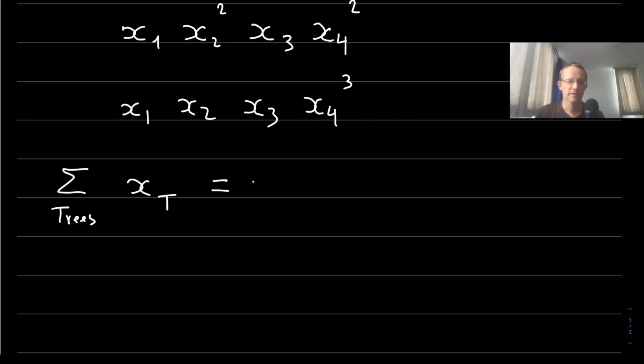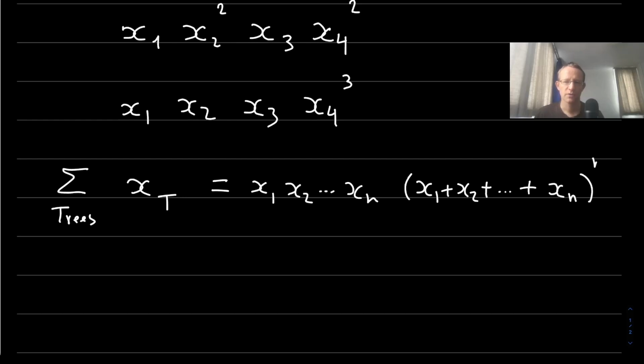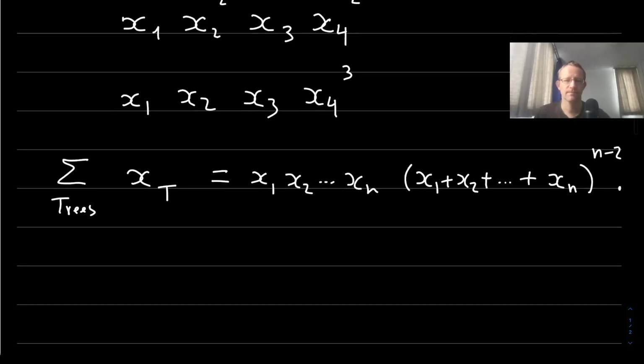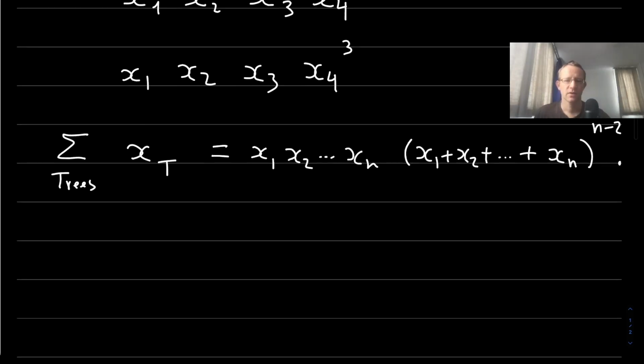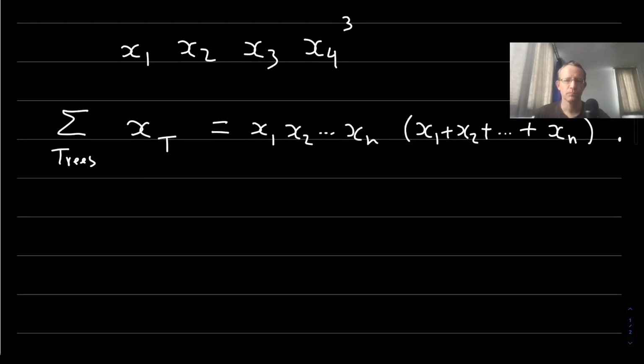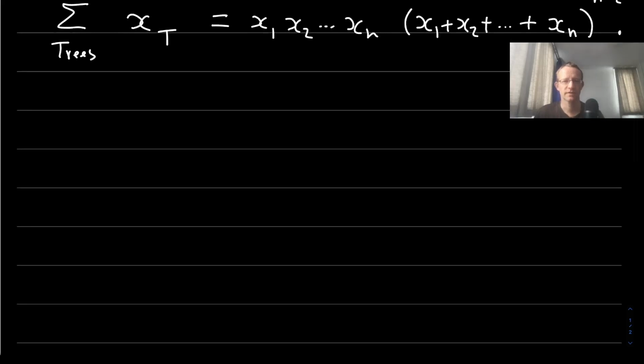Then the theorem states that this is x1, x2 multiplied all the way to xn, times (x1 + x2 + ... + xn) to the power n minus 2. This is the weighted theorem of Cayley. So I call this Cayley's weighted tree theorem. And I learned it from some notes by Haiman.